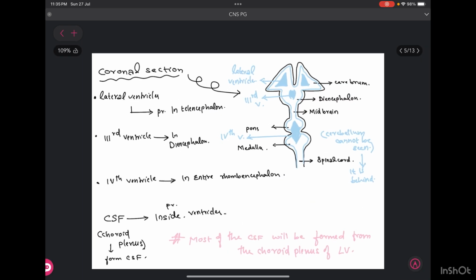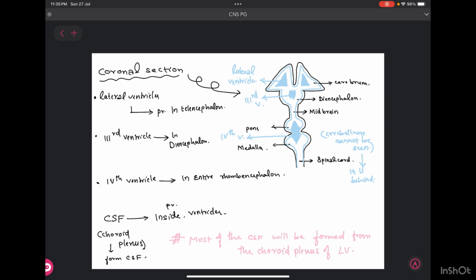Coming to the coronal plane, this is the brain. These are the 2 cerebral hemispheres, and what is this, guys? This is the diencephalon, and this is the midbrain. Here comes the pons, and here comes the medulla, and it continues as the spinal cord. That much is clear. We will study about the ventricles now.